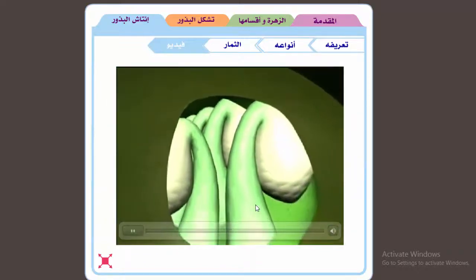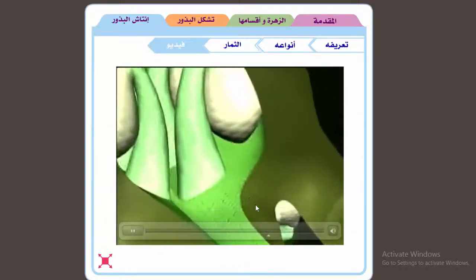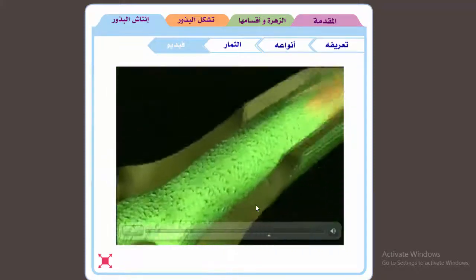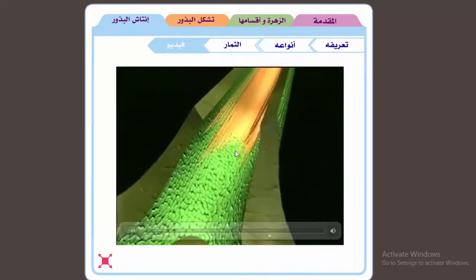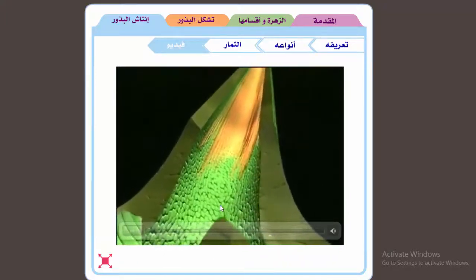The ovary contains hundreds of ovules, and each requires a pollen tube to be fertilized. To accomplish this, the style supports the growth of a large number of pollen tubes.